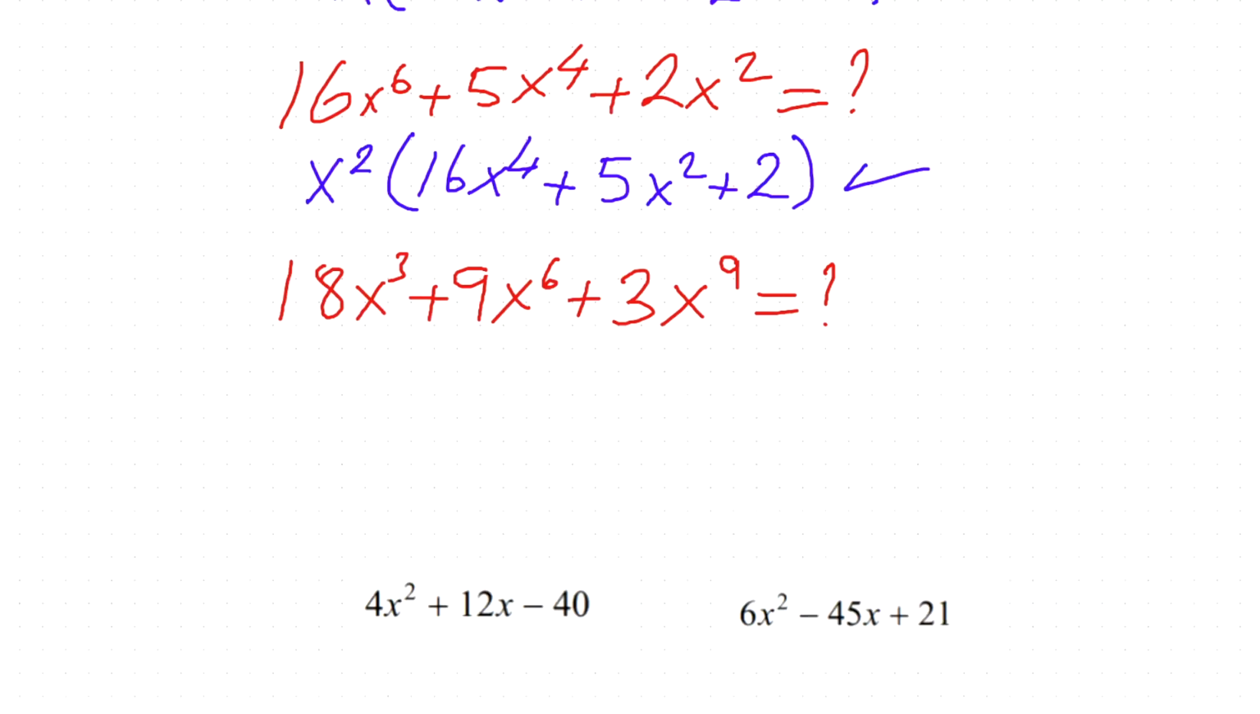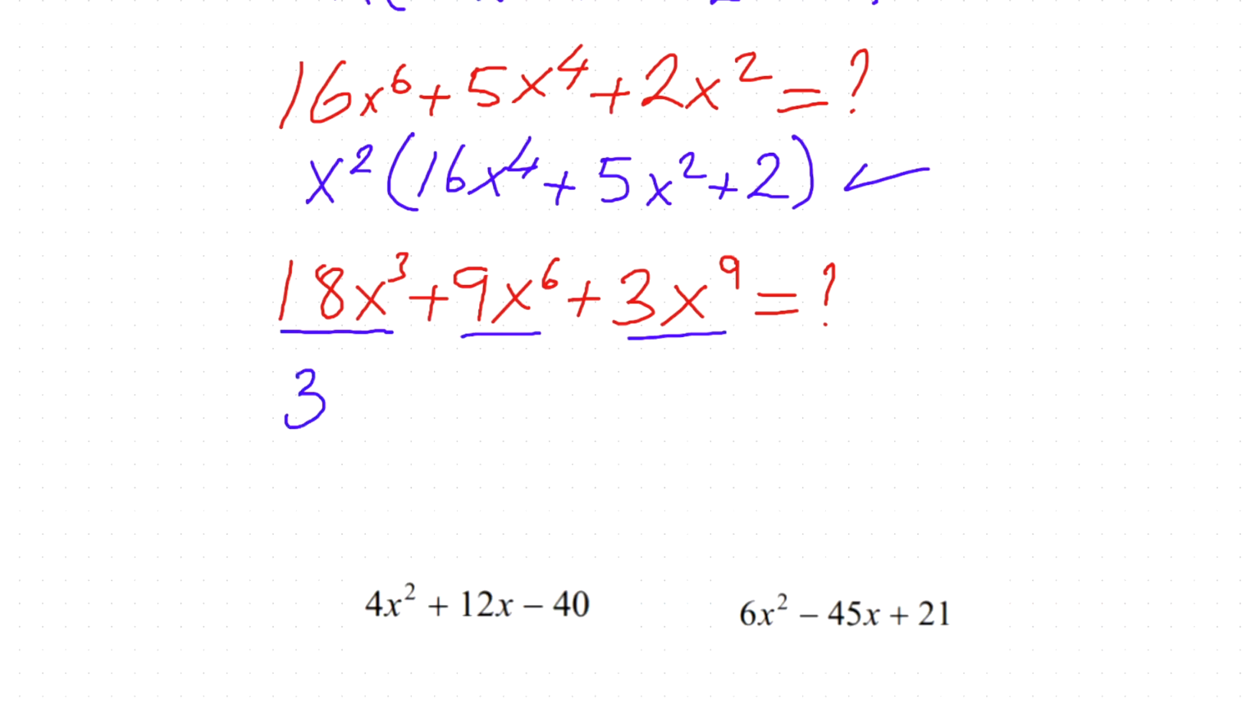Let's solve it. There are 3 terms. And this time, the coefficients also have something in common. Look at them. In the first term, we have 18. Then the second term, we have 9. And the third one, we have 3. They're all multiples of 3. 3 is the greatest common factor. And when you look at the variables, x cubed, x to the power of 6, and x to the power of 9.